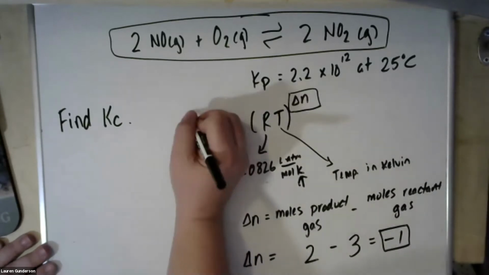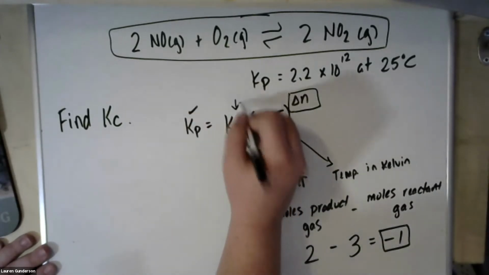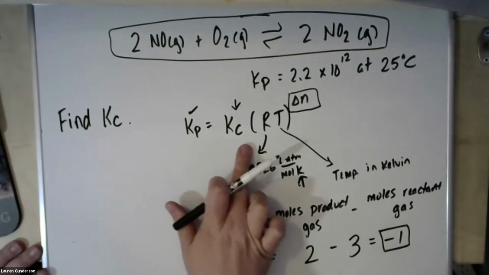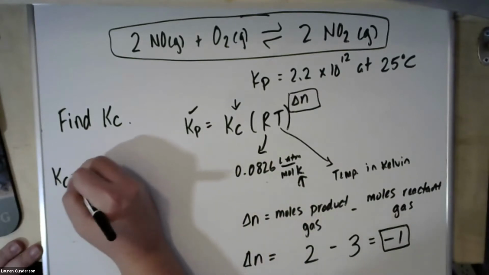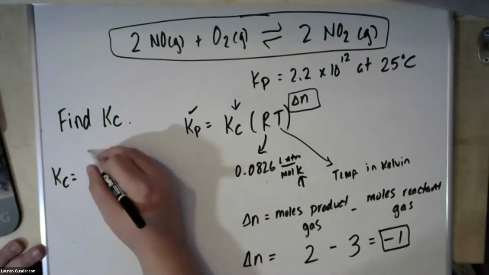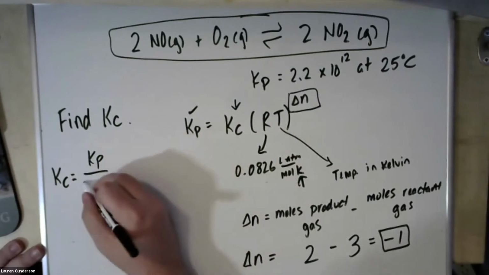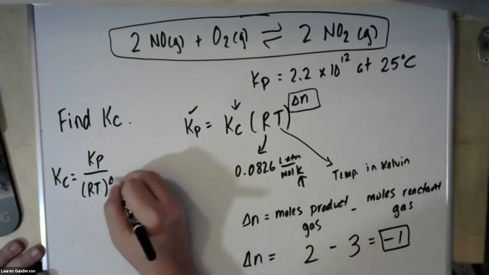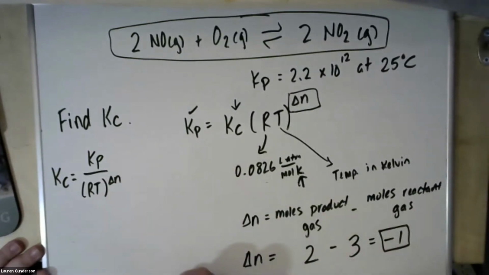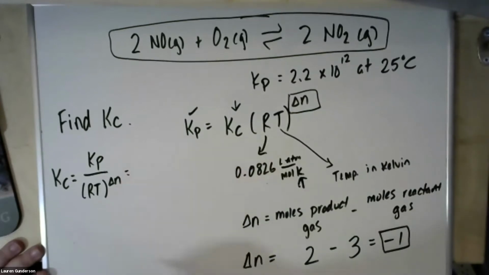Okay. In this case, we have Kp and we're solving for Kc. So we're going to reorient this equation a little bit so that we're solving it for Kc. So that'll be Kp over RT raised to the delta N. Okay, now we can plug in all these things that we know.